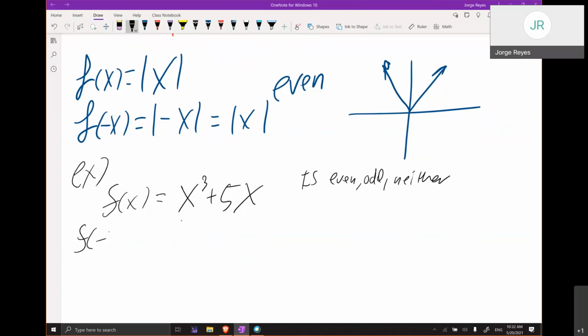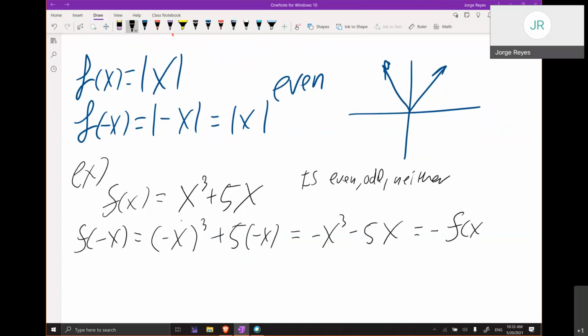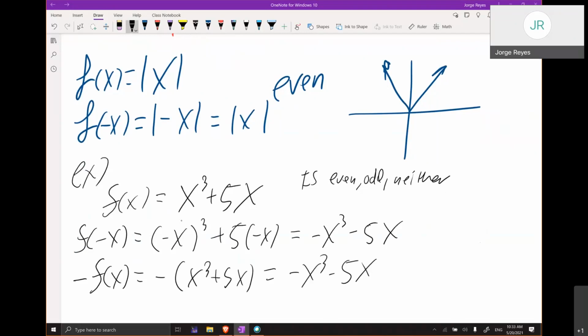You would plug in the negative x cubed, plus 5 minus x, right? The negative would come outside of both of them. You get that, and that's equal to negative f of x, okay? Which is a little too fancy. What I would actually advise you to do is figure this thing out. Negative x cubed plus 5x equals negative x cubed minus 5x, okay? And then look, they're the same, ta-da! It's odd, okay?